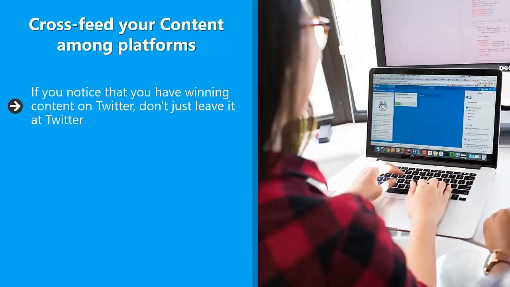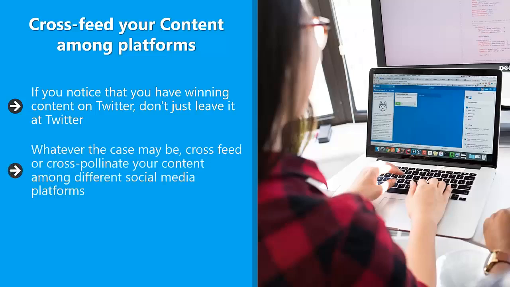Take that content and share it on Pinterest or Instagram. If you are sharing third-party videos and they do really well on Twitter, share them on your YouTube channel. Whatever the case may be, cross-feed or cross-pollinate your content among different social media platforms. There's a lot to choose from. There's Pinterest, Instagram, YouTube, Facebook, Reddit, and Quora, among many others.